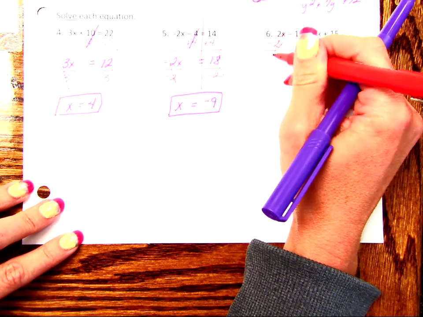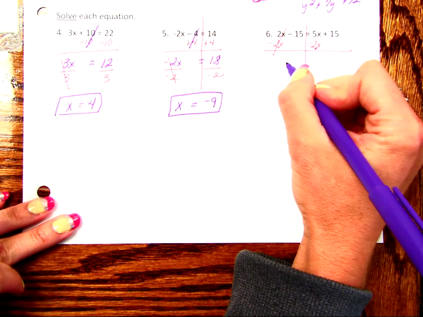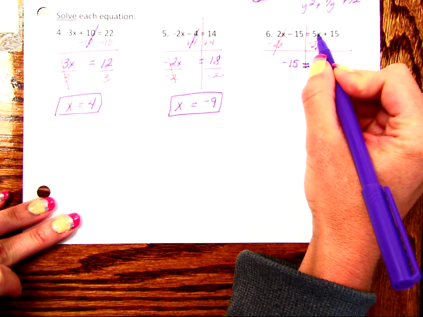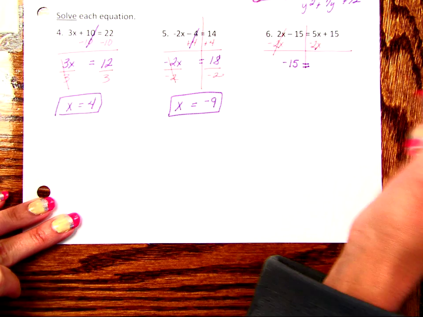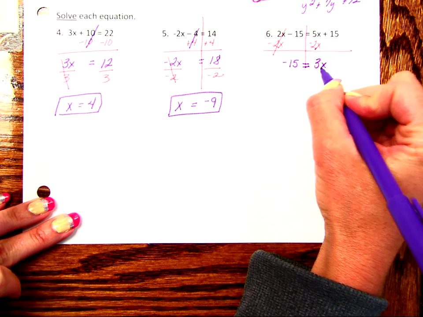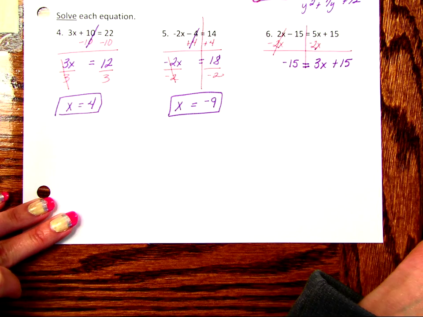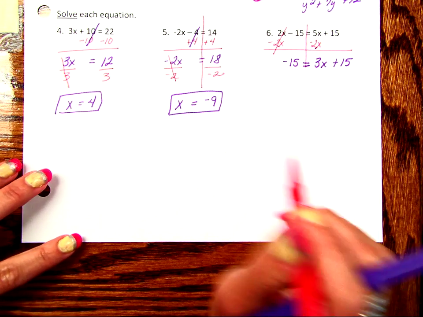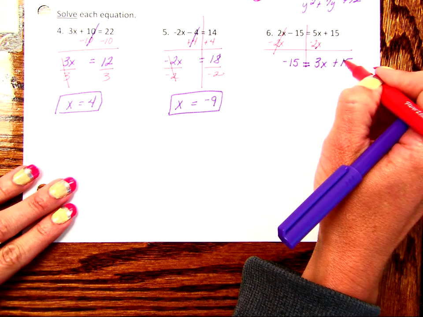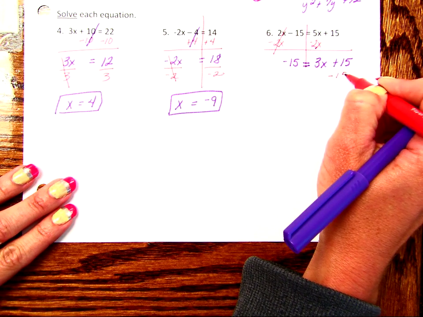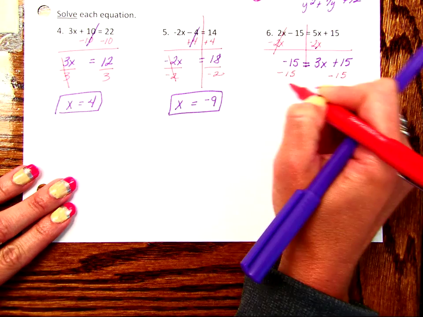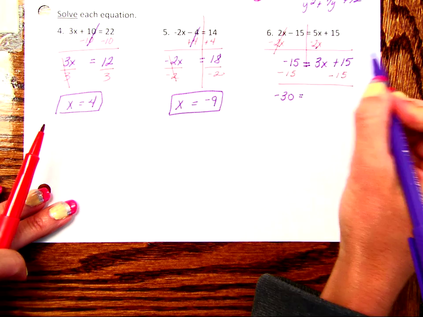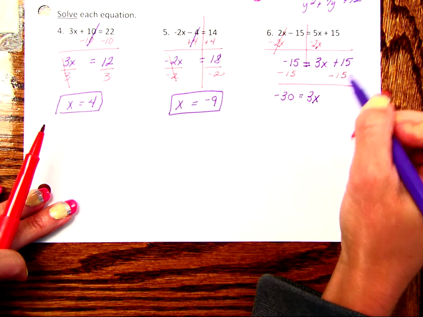And so 2x minus 2x is going to cancel to 0. I have a negative 15 equals, well, 5x minus 2x, or plus negative 2x, is going to give me 3x, and then I'm going to have my plus 15. Now sometimes kids will look at this and say, oh, that's 0. Minus 15 plus 15. Well, when we're doing our rearranging, I'm looking to get my numbers on the other side. I'm actually going to subtract 15 from both sides. And we'll see that we end up with a negative 30 equal to 3x.